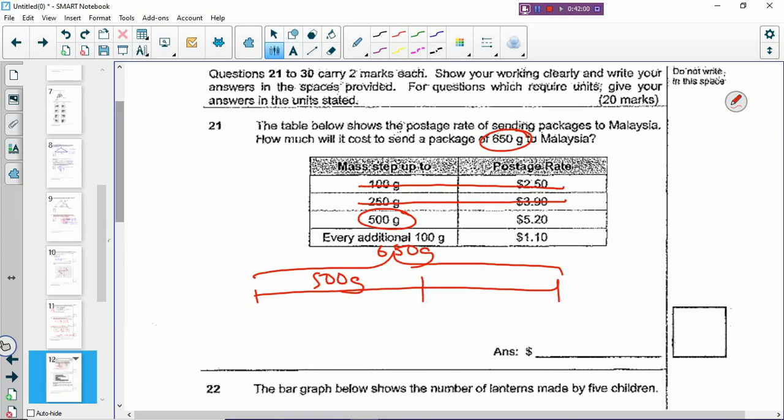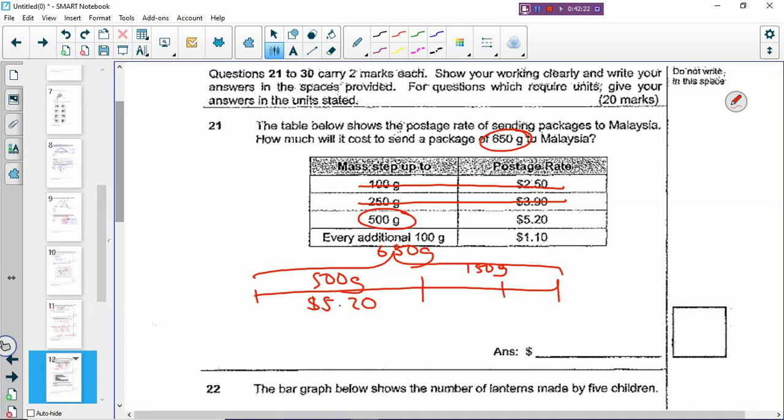So how much is the 500 grams? And then you put your steps in your line. Right, this is the method, where you break up into the first 500, and then what is the leftover? The leftover is the 150 grams. And then what do you do with the 150 grams? You cut it into every additional 100 grams.